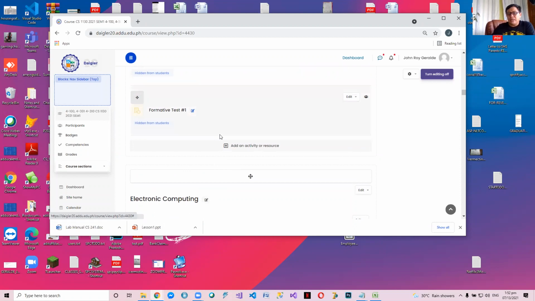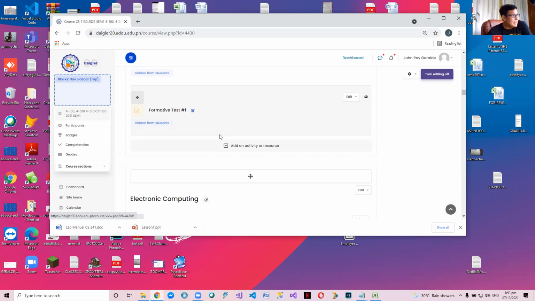Now, you must have been oriented during your orientation on the grading system that is adopted for online learning in Ateneo. You will have formative tests. Formative tests are online tests which you are required to pass, but which will not be used for grading. Only one test will be used in grading. In the end, it's called the summative assessment test.